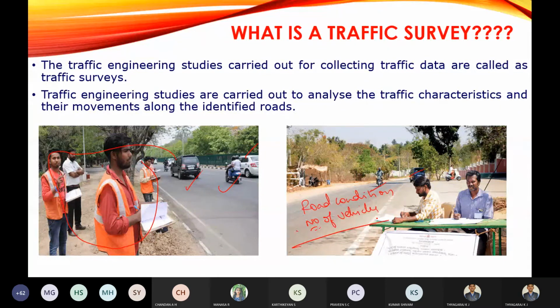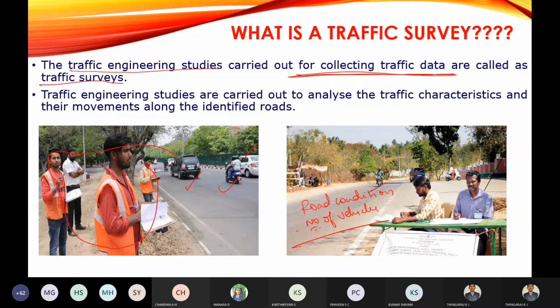We all know that traffic means movement of vehicles. So collection of movement of vehicles, that we are going to call a traffic survey. Traffic engineering studies are carried out for collecting traffic data. I was telling, right, for collecting data we are going to call it a survey. So we are collecting traffic data, so that is called traffic survey.